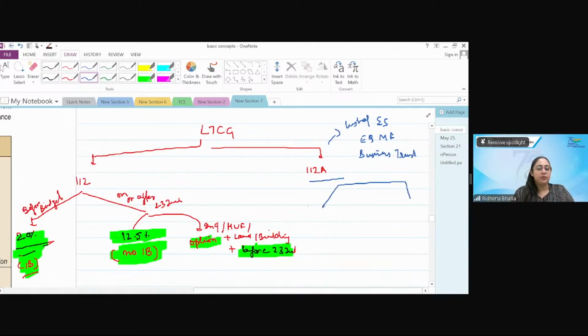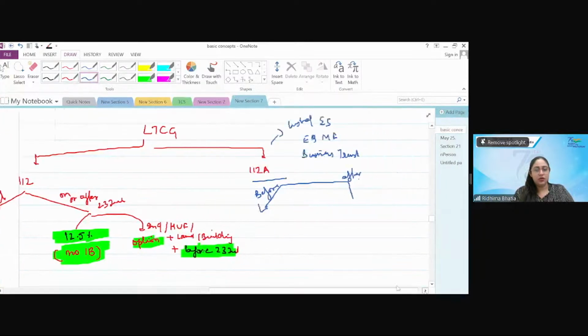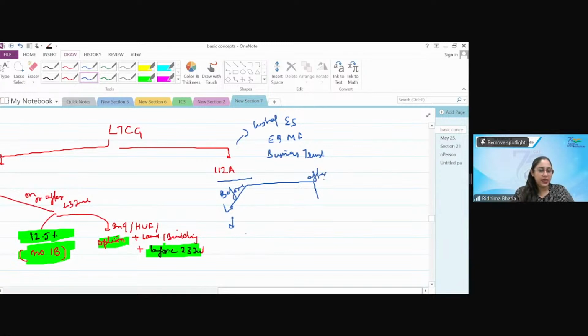What is there in this? Before 23rd July, that is before budget, and after budget. Before budget, it was 10% on LTCG in excess of 1 lakh. The revised rate is now 12.5% in excess of 1.25 lakhs. The maximum exemption you will get is 1.25 lakhs only. So you can write it here as 1.25 only. Don't worry. Okay, this is the special rate.